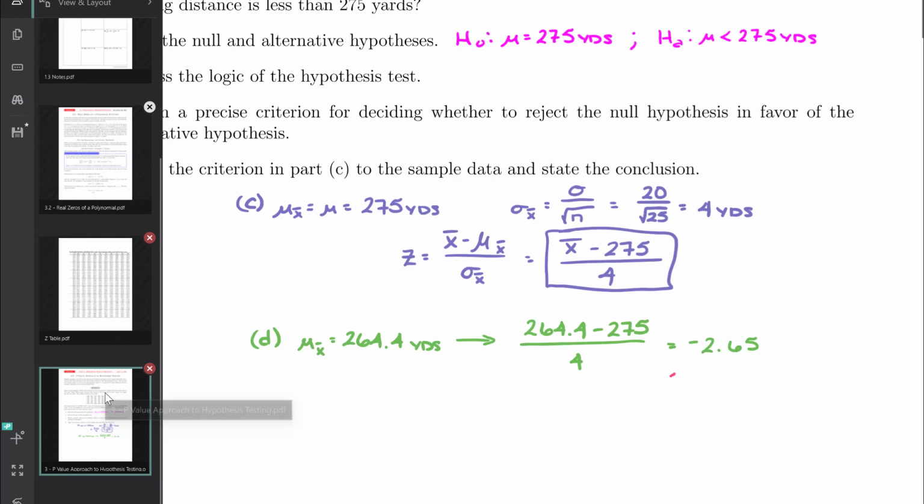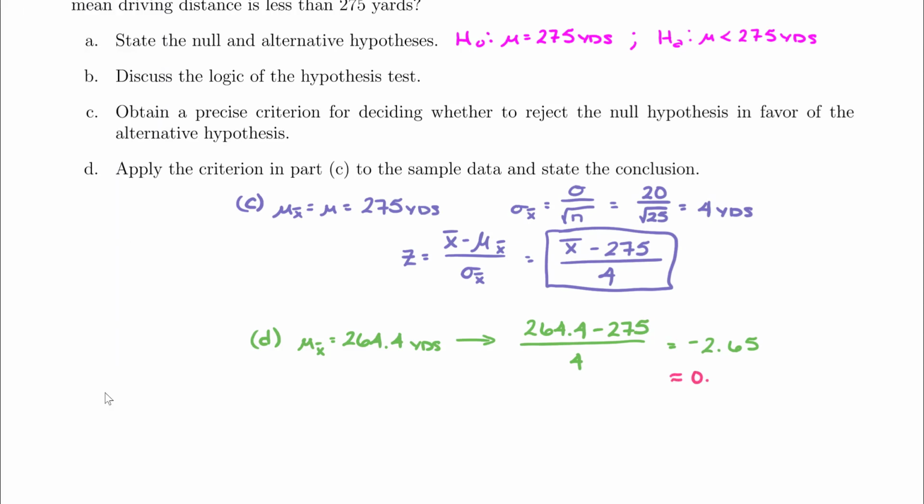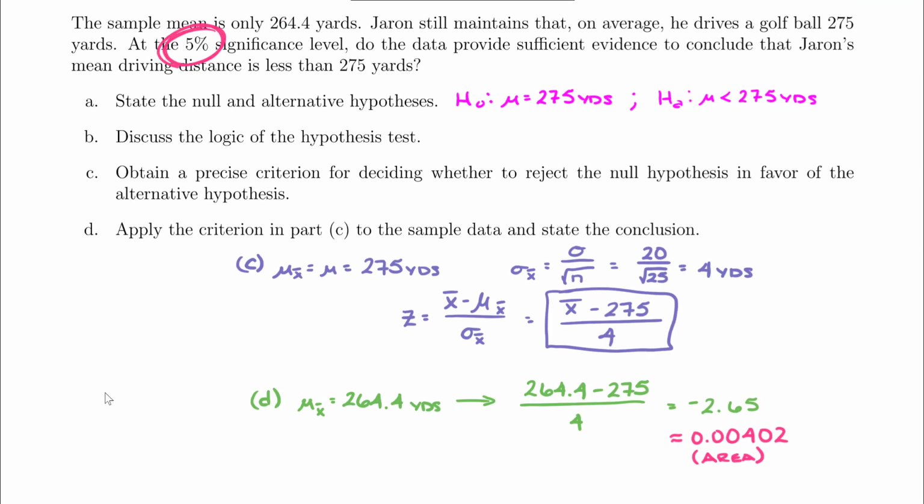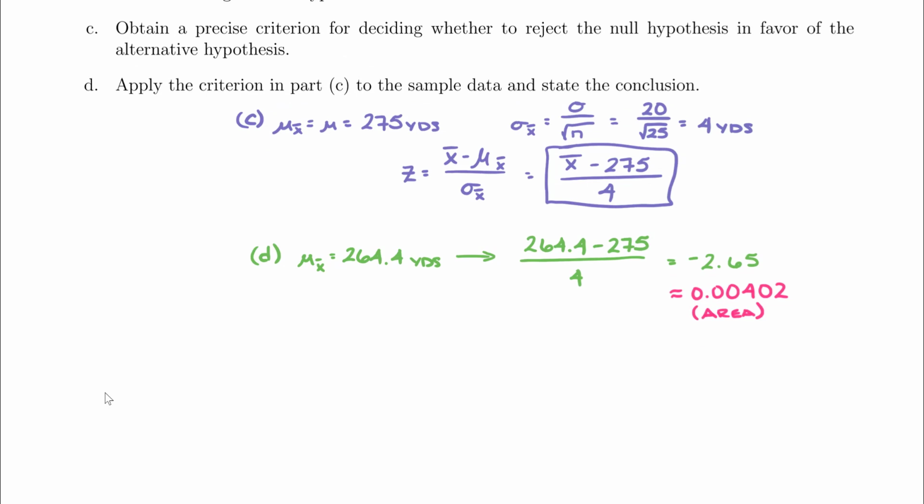So this is 0.00402. That's the area under the curve. What we want to do is compare that value to our significance level, the alpha value, which we note, that's off the screen, which we note right here is 5%. So alpha is equal to 0.05. So let's take our area and compare it to alpha.